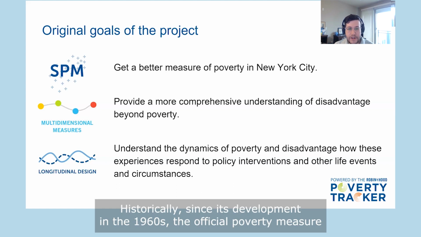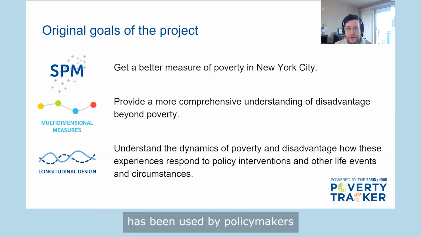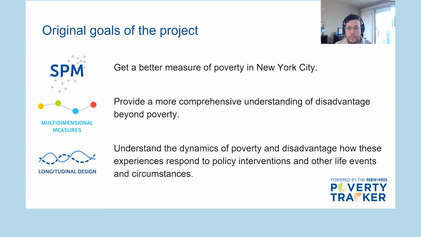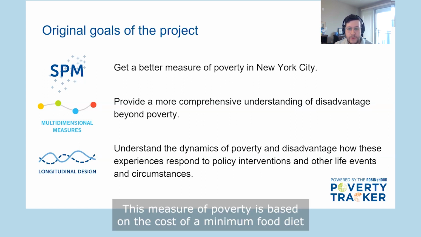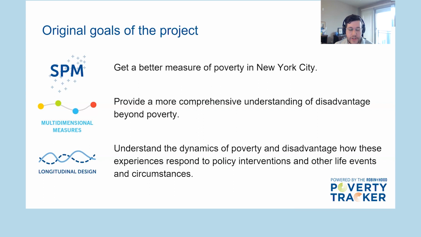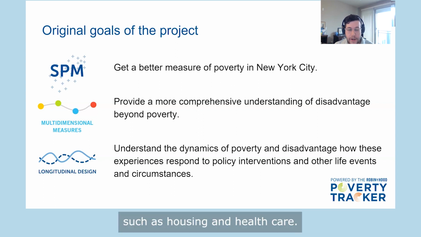Historically, since its development in the 1960s, the official poverty measure has been used by policymakers and researchers as the core measure for determining economic well-being. This measure of poverty is based on the cost of a minimum food diet and multiplied by 3 to account for other expenses such as housing and healthcare.